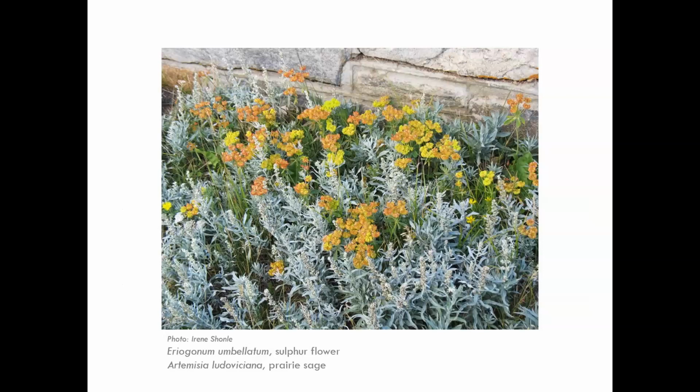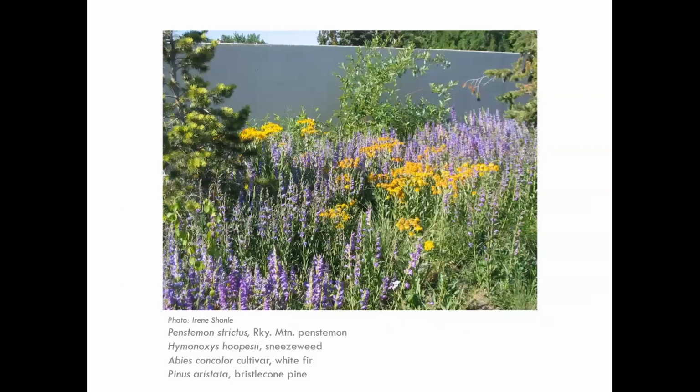So that's Eriogonum umbellatum, the little yellow sulfur flower, with Artemisia ludoviciana, the prairie sage. And we've got some penstemon and some sneezeweed. Again, you've got the purple and the yellow. A lot of our native plants are purpley blues and yellows, so that's a combination you're going to see a lot.